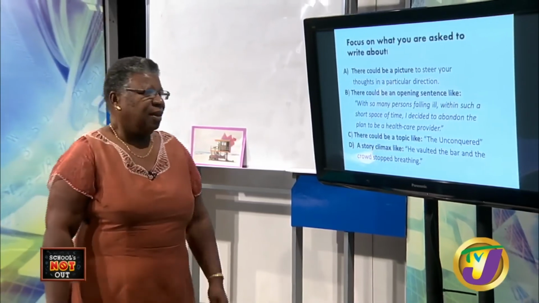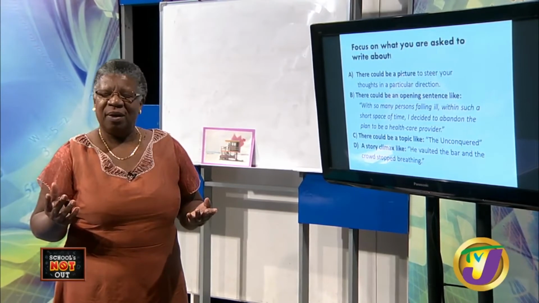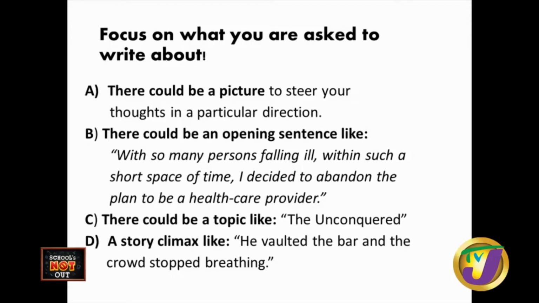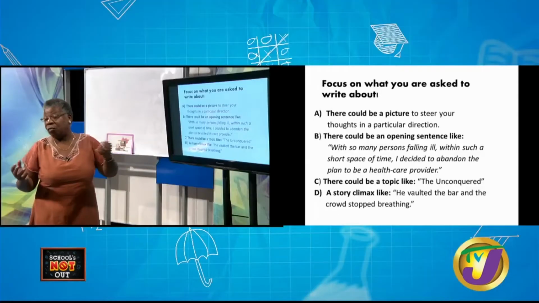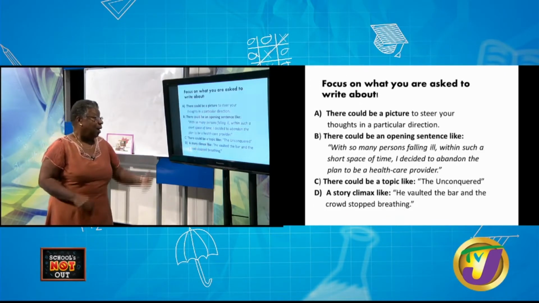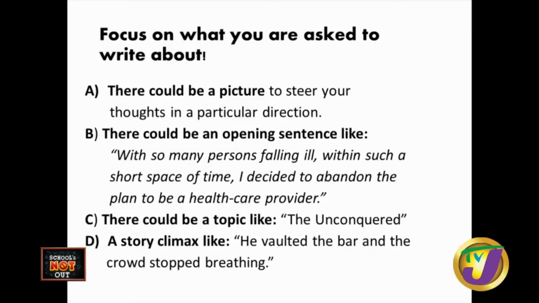Then there is C. Doesn't give you much room. It leaves everything to you. It just simply says, the unconquered. So you're going to have to work that in whichever direction you think will bring out the idea of someone somewhere being unconquered. And then D, I find D very interesting because D starts you right in the middle of the story. It gives you the climax.